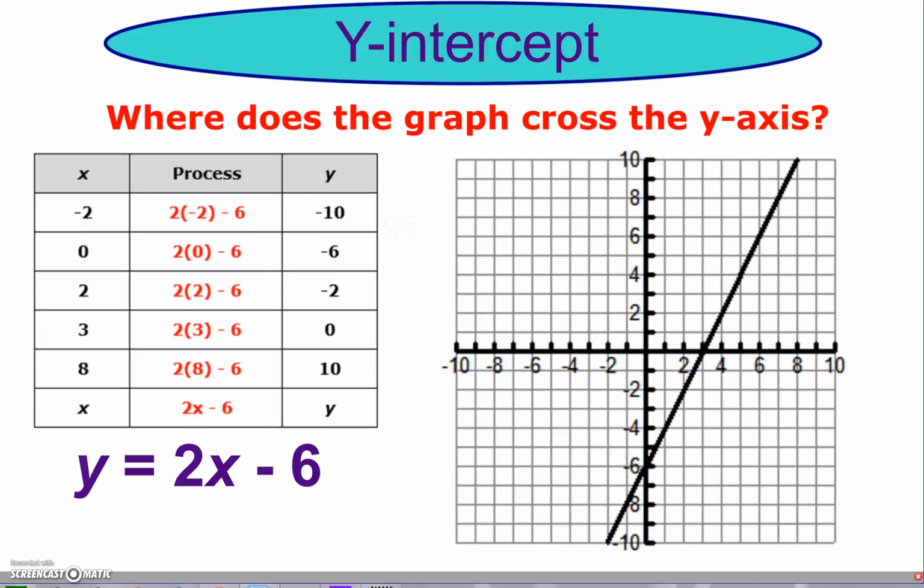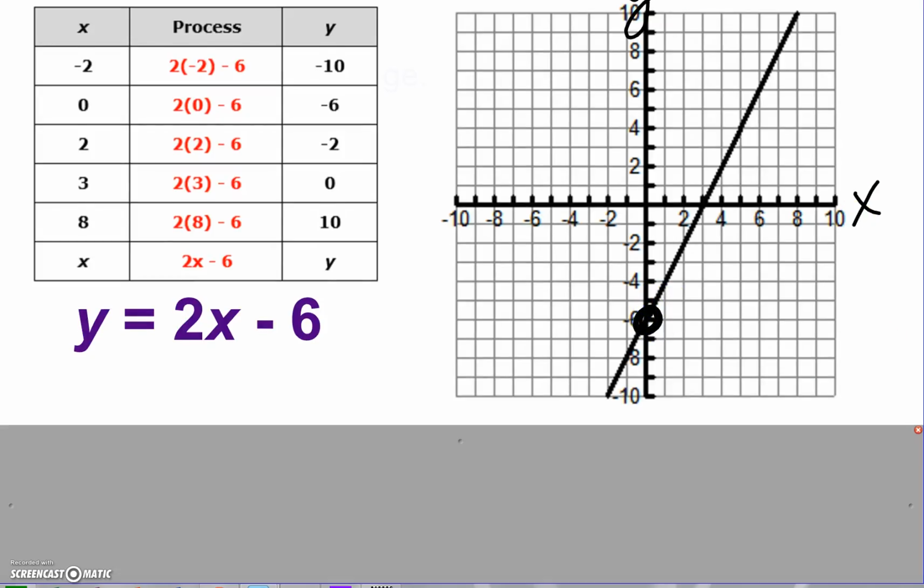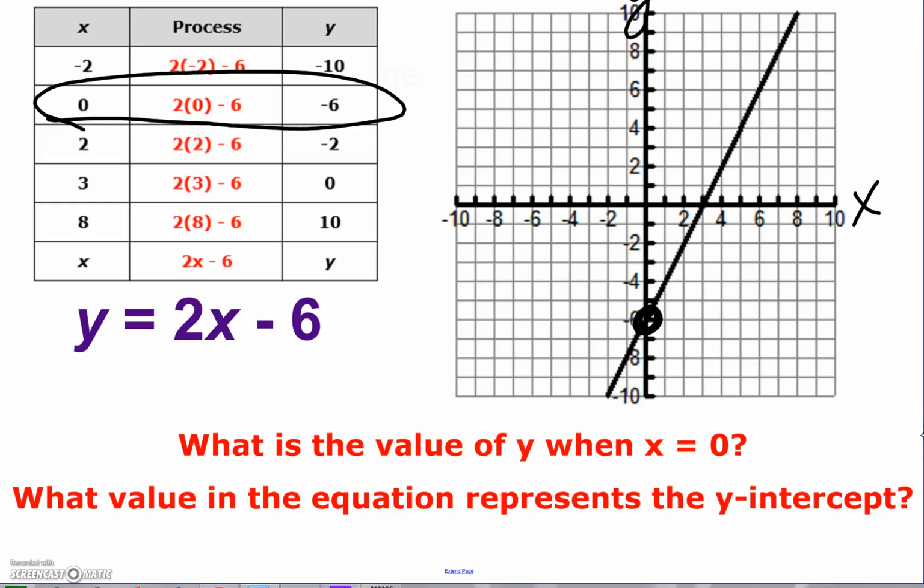Where does the graph cross the y-axis? Remember, this is y and this is x. So you're looking at right here. According to the table, you know your x has to be 0. So our point would be 0, -6. And what value in the equation represents the y-intercept? -6. Notice that they match. So on the table, you're looking where x equals 0, and on the graph, you're looking where x equals 0. You haven't gone right or left.